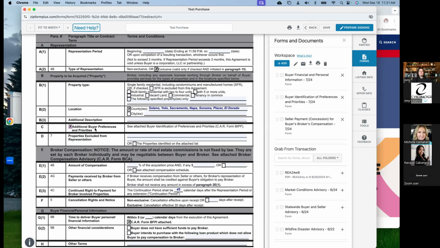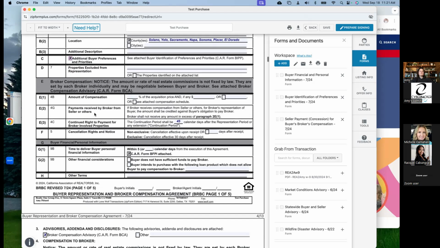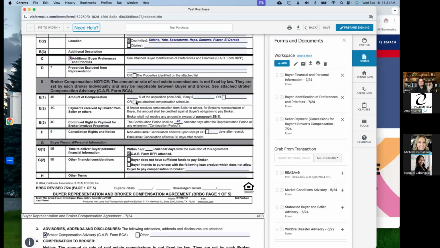Perfect. If there's properties excluded from representation, you would put them here or attached list, amount of compensation, payments. Again, right here under the compensation line, this has the same options as the PSRA did, the percentage, and/or you can just go with a flat rate, or this one gives you an additional one. You've got an attached compensation schedule. So you can utilize that as well.